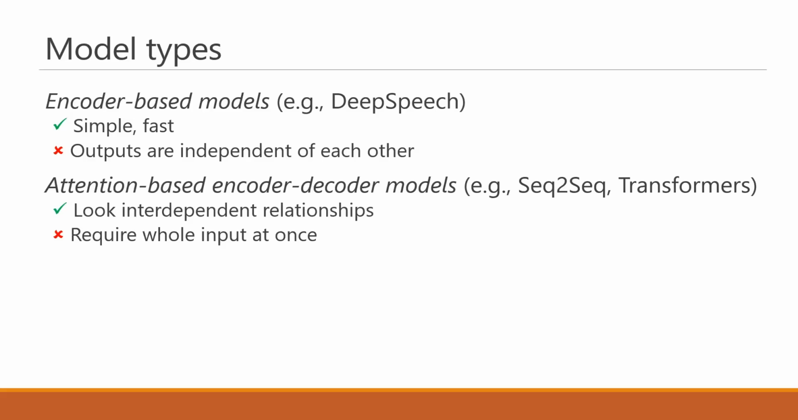These models are broadly categorized into encoder-based models, such as DeepSpeech, and attention-based encoder-decoder models, such as attention seq-to-seq and transformers. However, these models have several specific pros and cons. Encoder-based models are simple and fast, but their frame-by-frame outputs are independent of each other. Attention-based encoder-decoder models can look at interdependent relationships while they require full input at once to compute attention. In this work, we pay attention to the third type of model, namely RNN-Transducers, which has attracted recent attention from the speech recognition field.